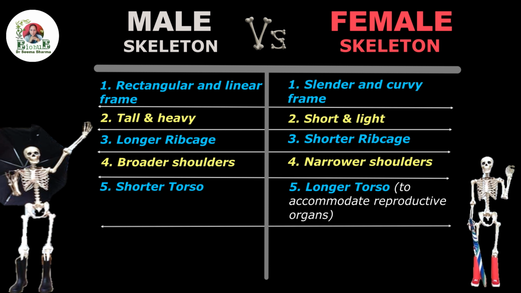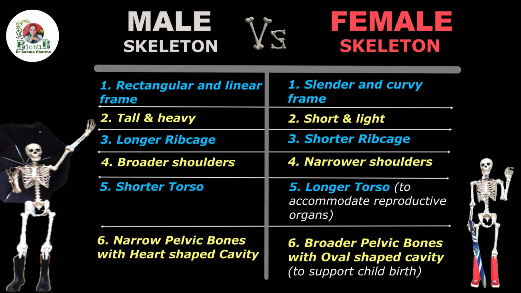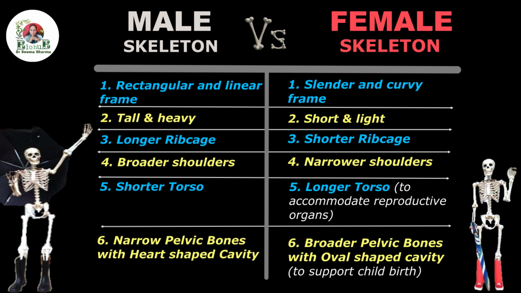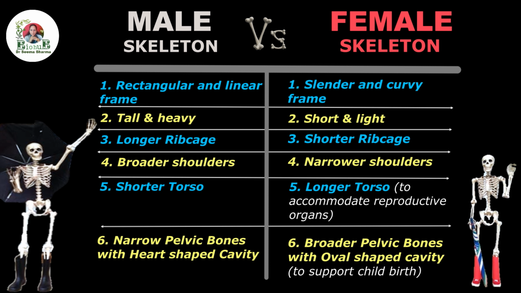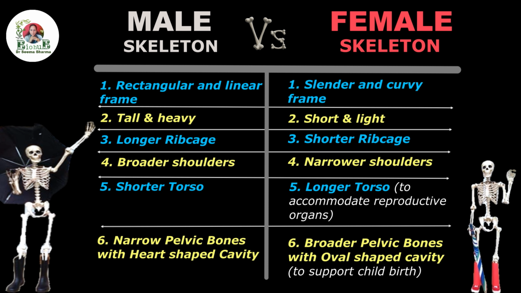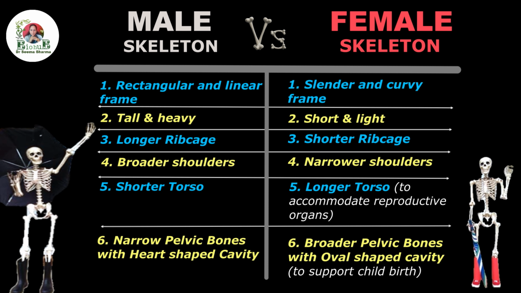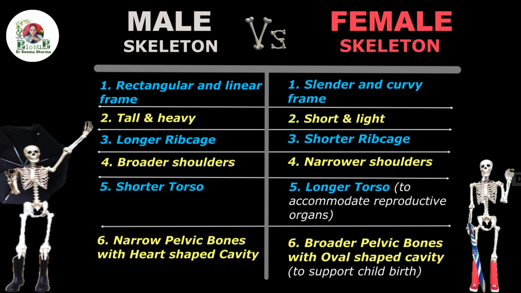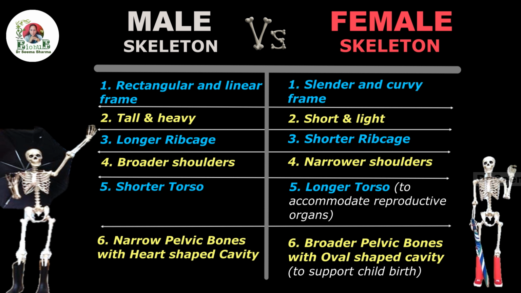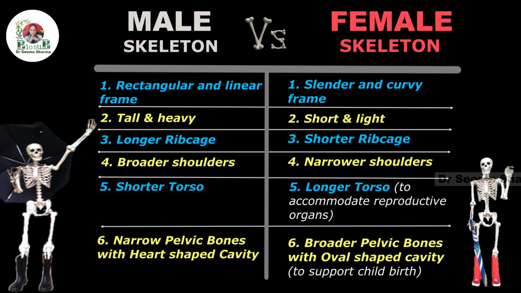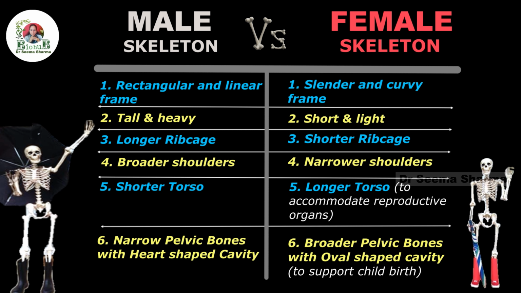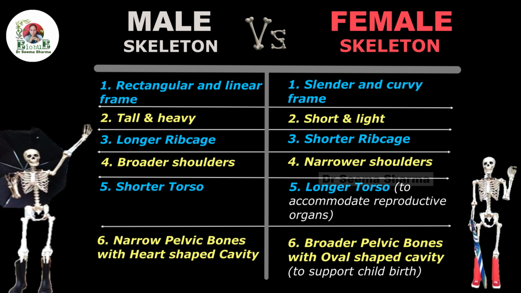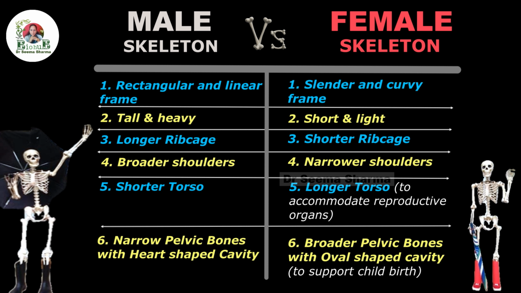Next difference is the pelvic bones of male skeleton. They are narrow and deep with a heart-shaped cavity. On the other hand, pelvic bones of female skeleton are broader with oval and shallow cavity. It supports the childbirth. Now I'm sure that by simply looking at the skeleton present in your biology lab, you will be able to make out whether it's a male skeleton or female skeleton.